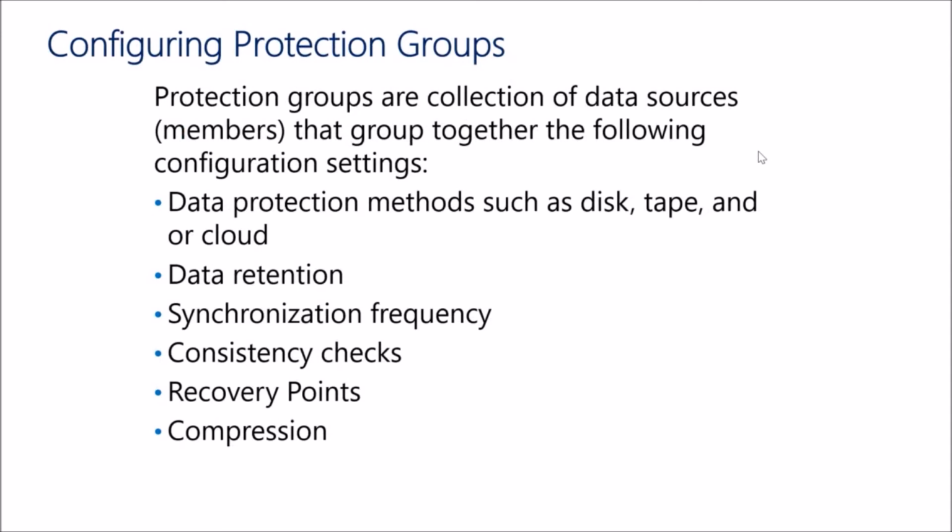Configuring protection groups. Protection groups are a collection of data sources or members that group together the following configuration settings. Data protection methods such as disk, tape, and cloud. That's how you're going to protect it. You could protect it to disk or backup tapes or the cloud.